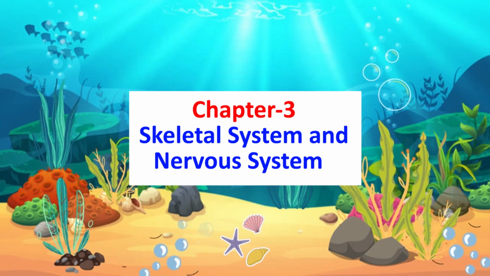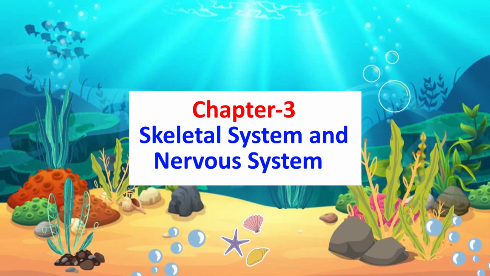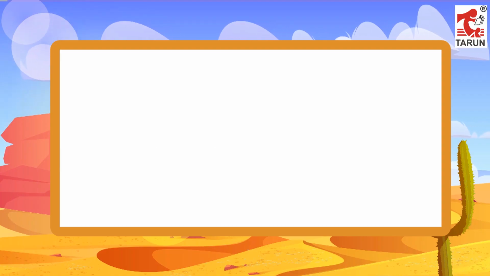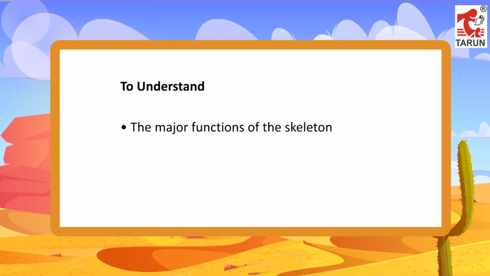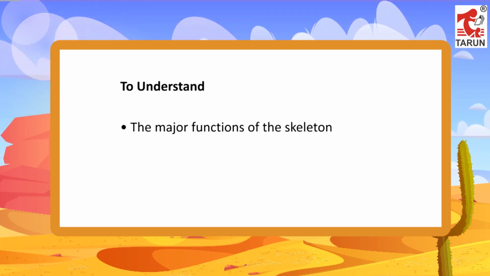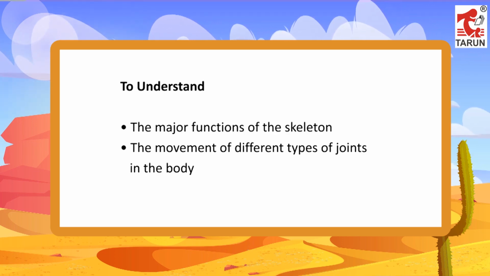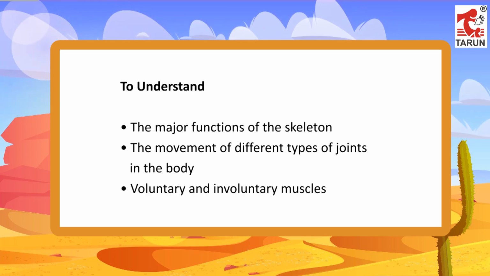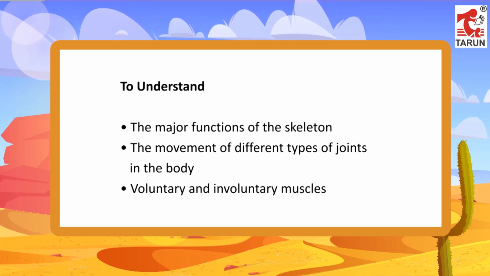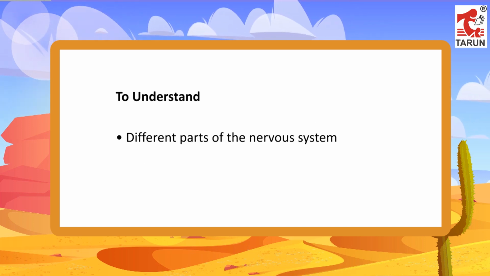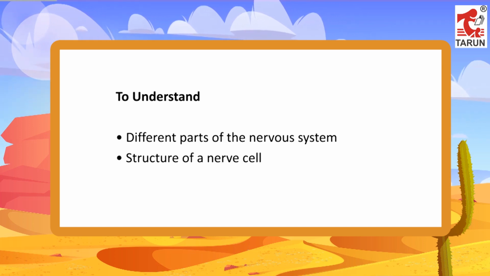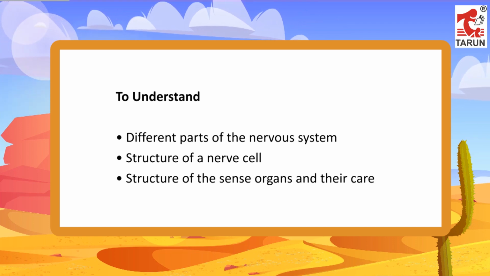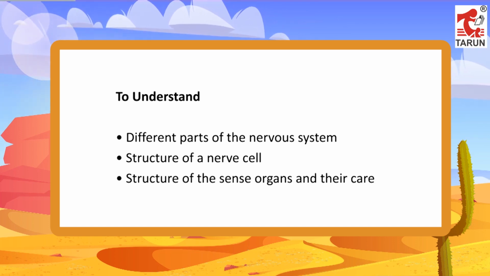Chapter 3. Skeletal System and Nervous System. Learning Objectives. To understand the major functions of the skeleton. The movement of different types of joints in the body. Voluntary and involuntary muscles. Different parts of the nervous system. The structure of a nerve cell. The structure of the sense organs and their care.